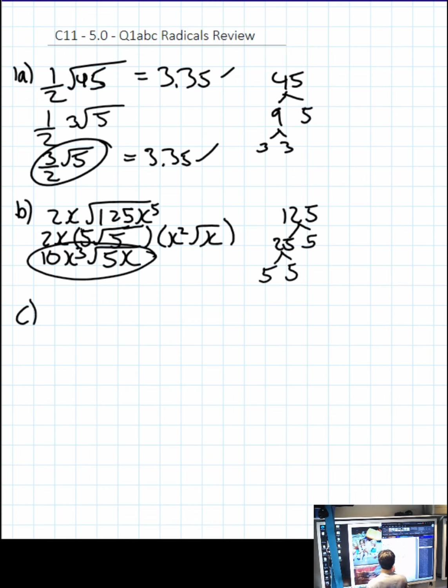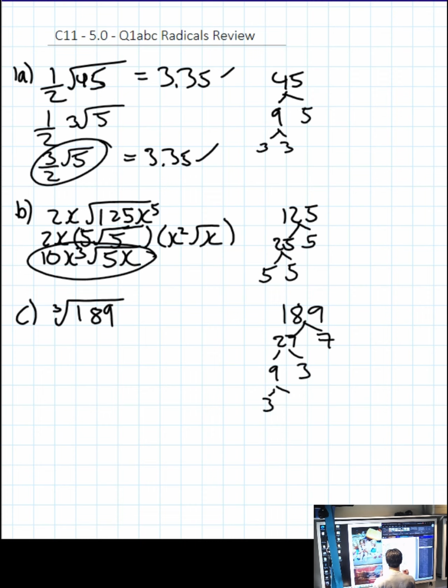Okay, we have 1c. We have the cube root of 189. So off to the right, we can do a prime factorization tree on 189. It's 27 times 7, and 27 is 9 times 3, and 9 is 3 times 3. So this time we're looking for triplets. So we have 3 3's, so it's simply going to be 3 root 7 with the cube root. Don't forget the cube root.